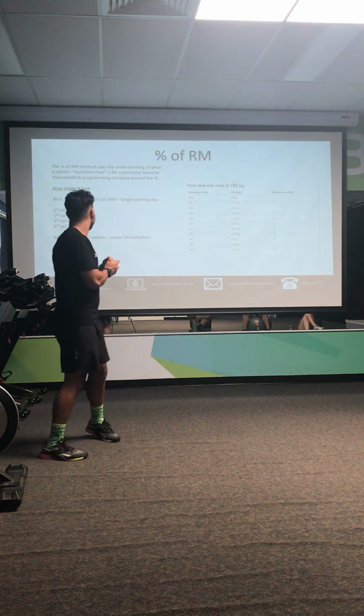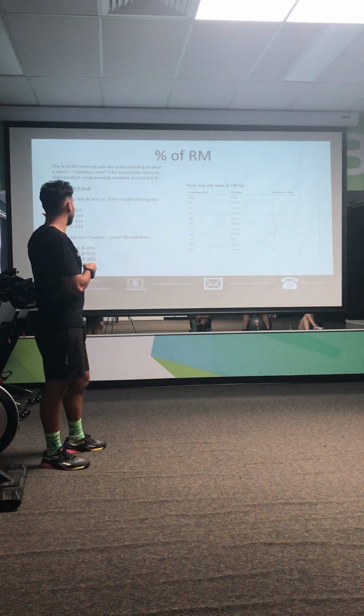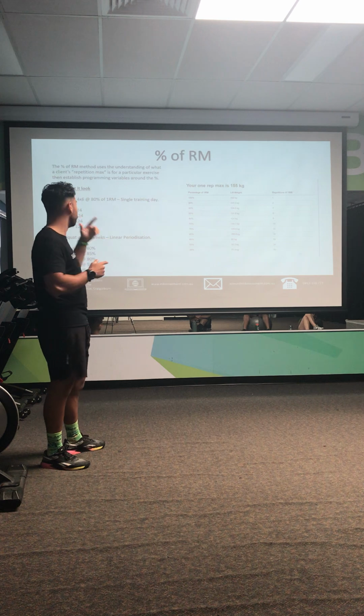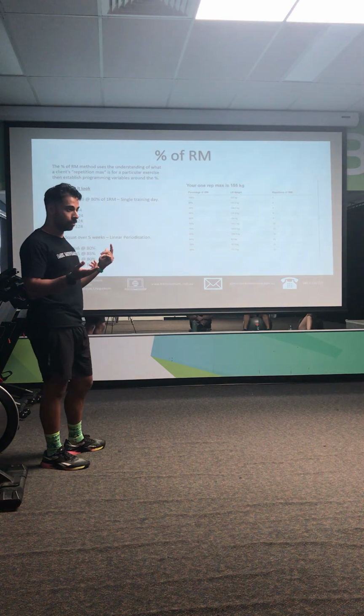Percentage of 1RM. The percentage of RM method uses the understanding of what a client's repetition max is for a particular exercise, then establishes programming variables around the percentage.